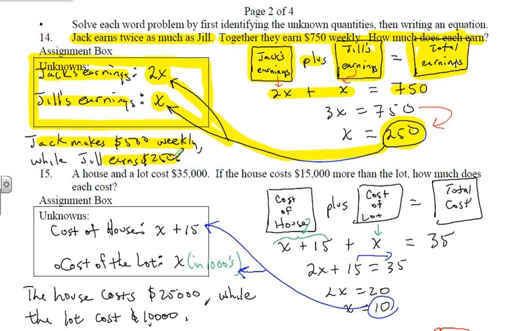Now, how would I check this answer? Well, I take the 500, add 250 to it, and you'll see that I get $750 as stated in the problem. That's the first example.